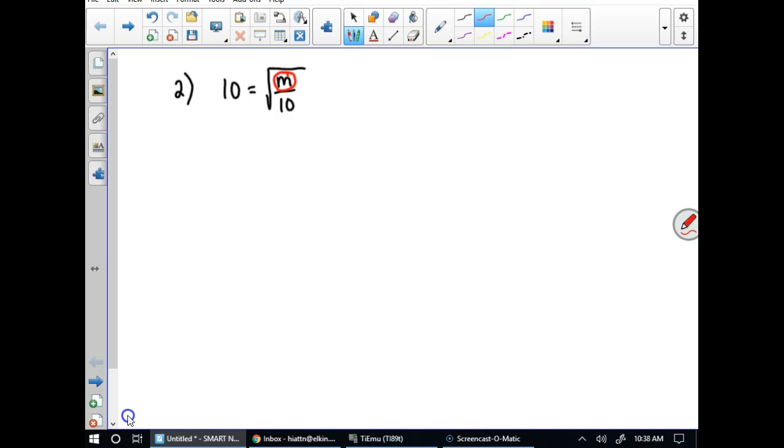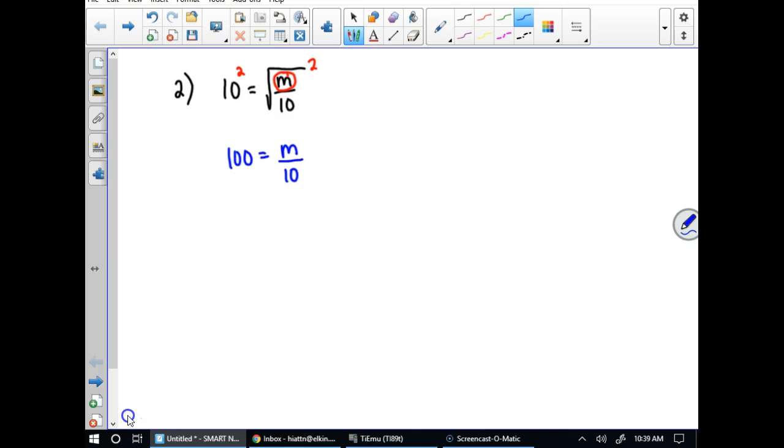The square root. And how do we get rid of the square root? Squaring it. So we will square both sides here. And so 10 squared is 100. And here, the square root and the square cancel each other out, which is what we wanted to happen. So we're just left with m divided by 10. And now we have m divided by 10, which is scaring some of you because it's a fraction, but that's just m divided by 10.